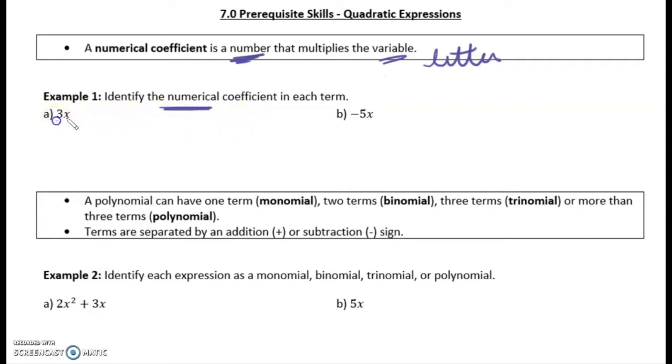So for 3x, the numerical coefficient is 3. And for b, negative 5x, the coefficient is negative 5. A polynomial can have one term, which we call a monomial, two terms, a binomial, three terms, a trinomial, or more than three terms, and we just call that the general polynomial. And just as a recall, terms are separated by a plus or a minus sign.